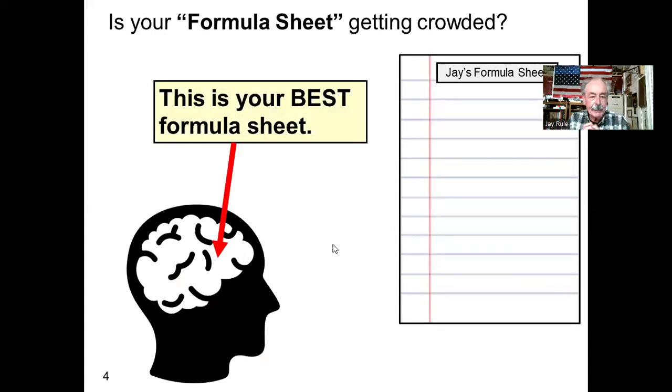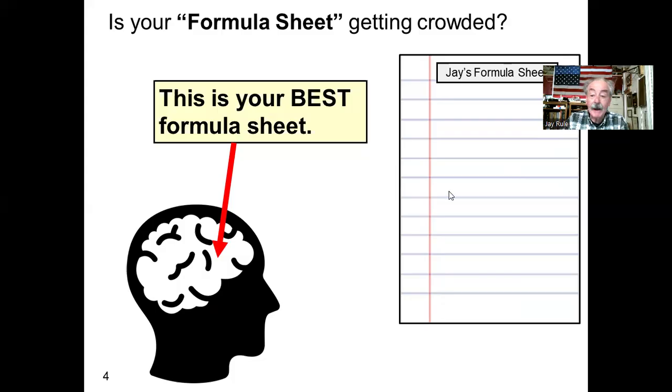And so perhaps you're saying, well, I'm going to depend on the formula sheet. I'm allowed to have a formula sheet in my class. Some classes are, some classes are not allowed to have formula sheets. But what I want to suggest is that you shouldn't use a formula sheet as a crutch without really learning what's going on with the fundamentals. And so in my world, I want to suggest to you that this is your best formula sheet.